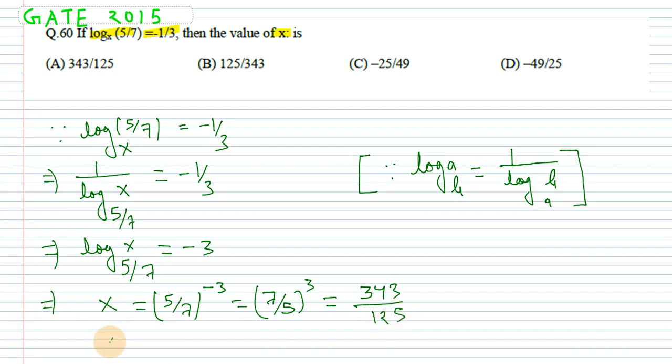So from here x equals 343 by 125. So this is the value of x which we get. So according to this, the correct option will be option A. Now let's move to the next question.